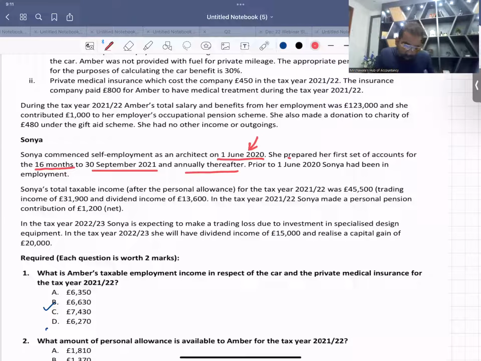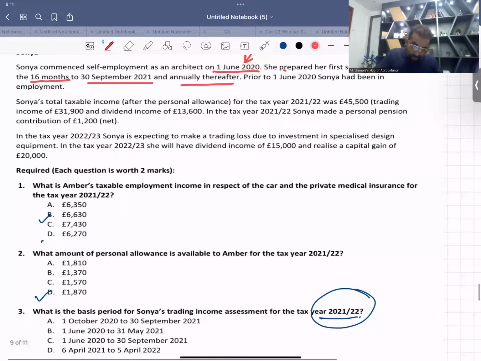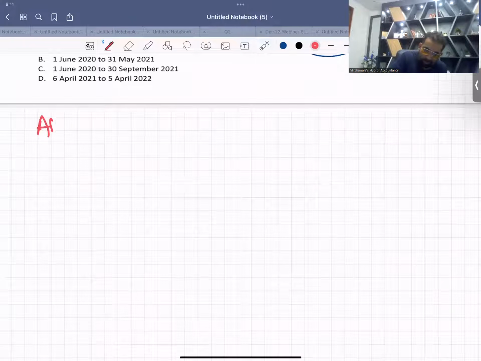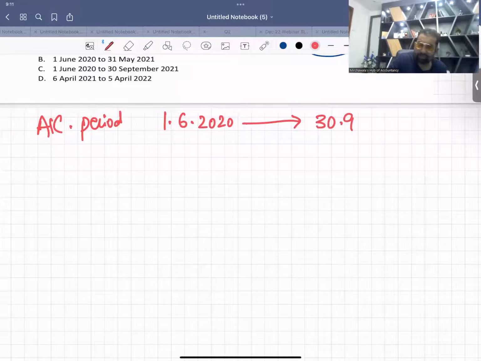Now wait, don't read anything. Let me write the first accounting period, and then we'll solve. It will be a revision. 1st June 2020 to 30th September 2021. This is your first accounting period.